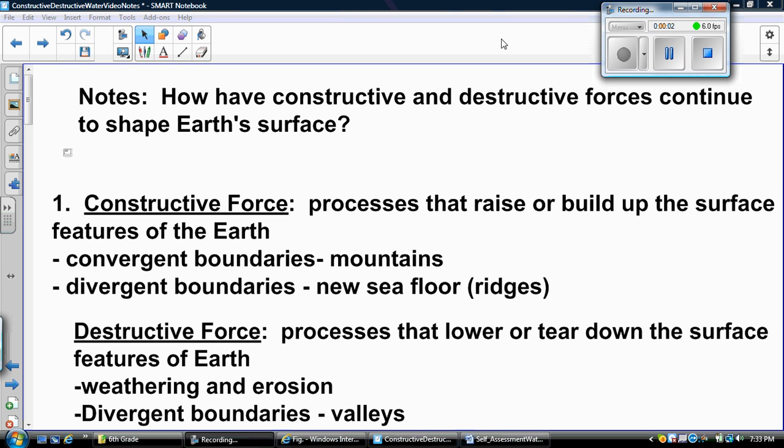Okay, now that we know how forces can shape Earth's crust through plate movement, we're going to learn how constructive and destructive forces continue to shape Earth's surface. So now we're going to go into a little bit more detail on constructive versus destructive forces on Earth's surface.